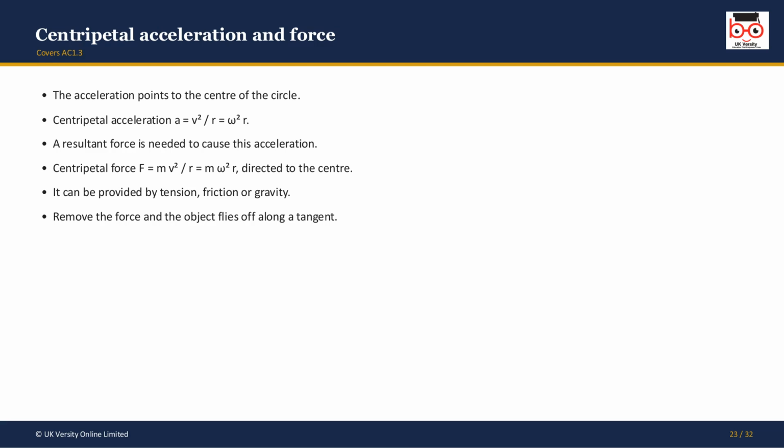Since there's an acceleration, there must be a resultant force causing it, the centripetal force equal to mass times v squared over r, or mass times omega squared times r, and it too points to the center. That force can be provided by tension, by friction, or by gravity, and if you remove it, the object simply flies off along a tangent.